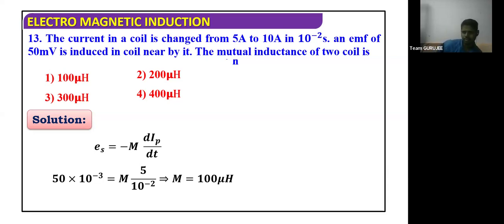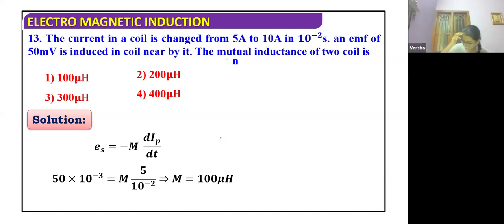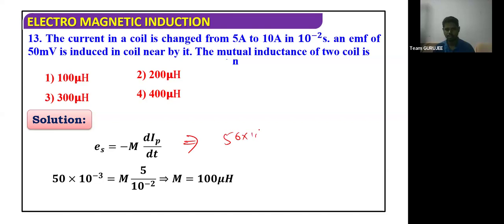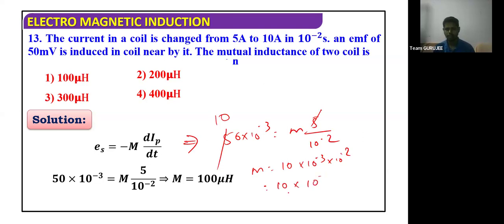Vasha, any doubts? It is easy, sir. Completed, madam. Actually, 50 into 10 power minus 3, M into 5 divided by 10 power minus 2, 5 cancel, 10. Therefore, M is equal to 10 into 10 power minus 3 into 10 power minus 2. Then it is written as 10 into 10 power minus 5. Then multiply and divide by 10. Therefore, 100 into 10 power minus 6.